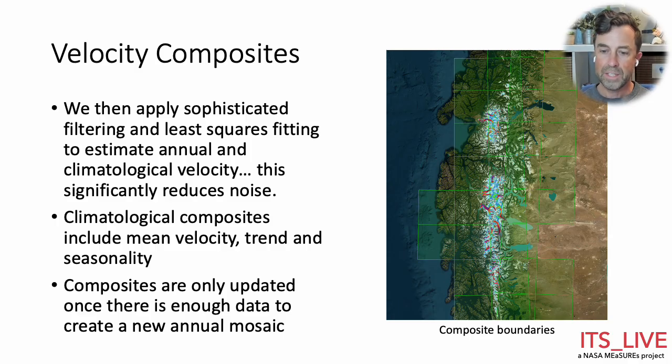Okay, so now we have all of the data put into these data cubes, and that allows us to work with the data much easier. So the first thing we do is we apply some ML algorithms to filter out the noise in the data, and then we apply some least squares fitting that accounts for the heterogeneity and the temporal sampling to give us a best estimate of the annual mean velocity, and then also the climatological mean velocity, the climatological acceleration, and the climatological seasonality. And so I'm saying climatological because we only have a single estimate of acceleration, a single estimate for seasonal amplitude, and a single estimate of seasonal phase.